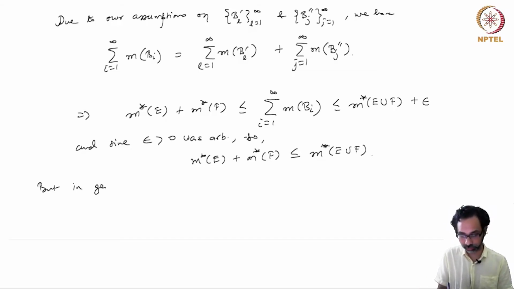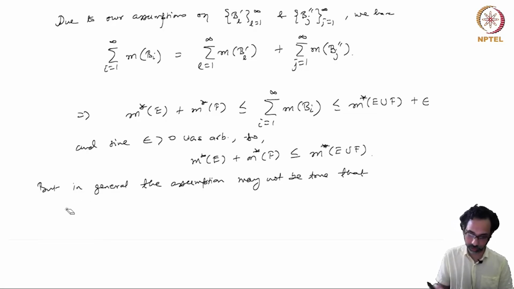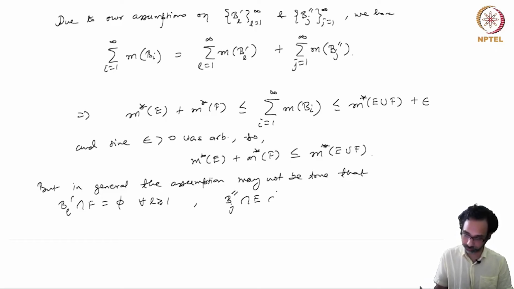the assumption may not be true that none of the... so let me write it in symbols: Bl prime intersection F is empty for all l greater than or equal to 1, and Bj double prime intersection E is empty for all j greater than or equal to 1.